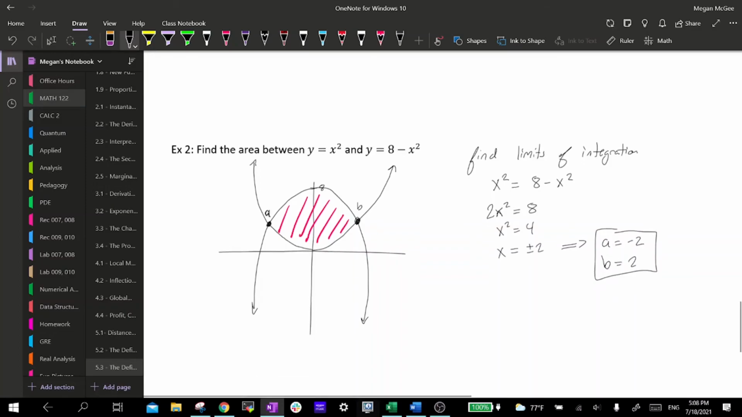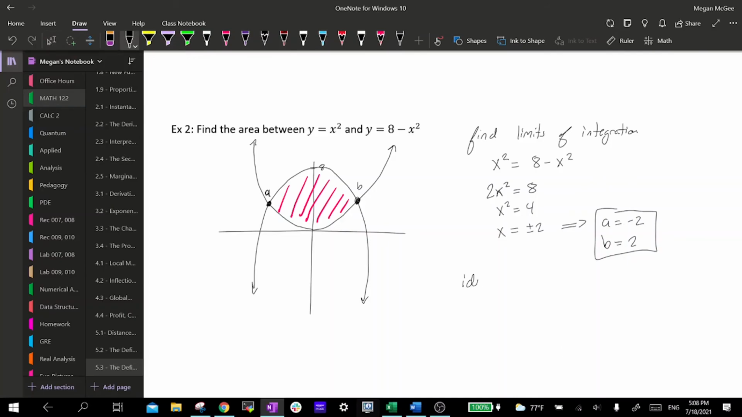Next, we need to identify the top function and bottom function. Top and bottom functions. Well, between a and b, let's see, we had this one, y is equal to x squared. And that looks like it's on the bottom to me. So y is equal to x squared is the bottom function. So that means y is equal to 8 minus x squared must be our top function.